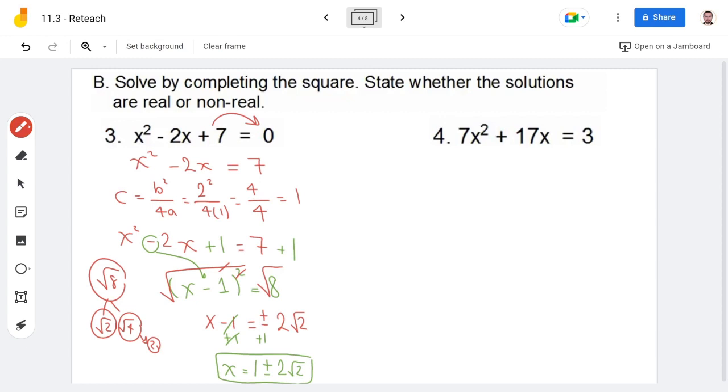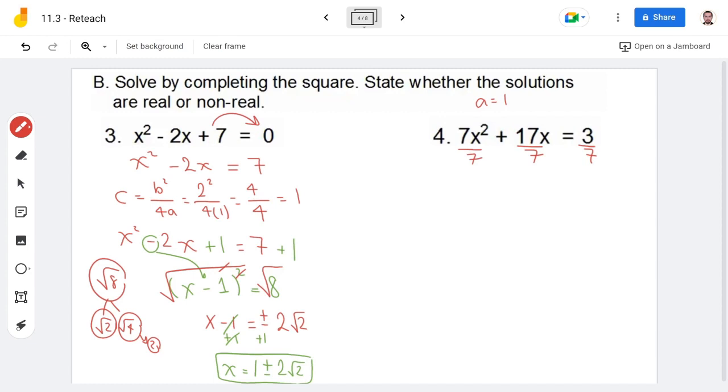Okay, let's do one more last example to make sure that you understand everything. Now here, if you look at the question, it's already in the form that I need, but a here is not 1. A should be equal to 1. And I can't divide by 7 like this, because if I divide by 7, I will have a fraction.